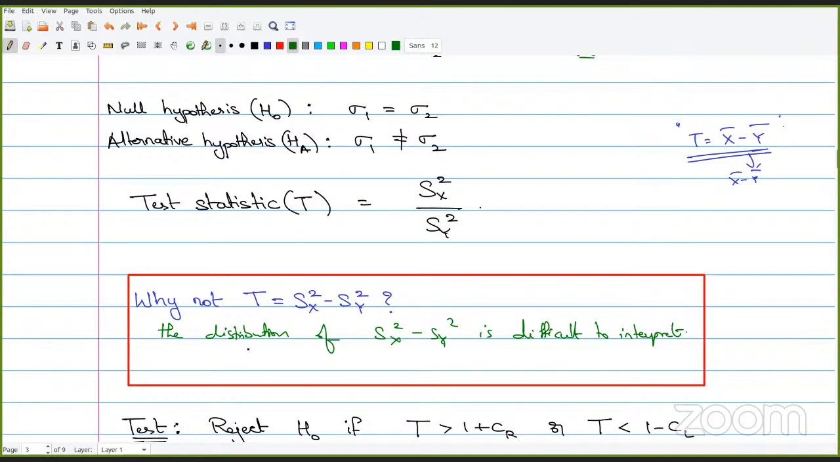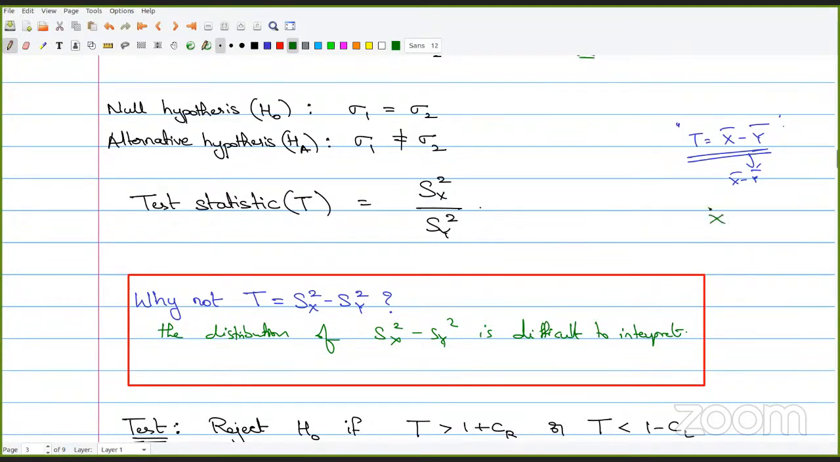What is x bar by y bar? It is not defined. We are taking x bar minus y bar, right? So if the means are equal, then x bar by y bar will be 1. Whatever explanation we are giving for variance, when the variances are equal, it means Sx square by Sy square is 1, right?